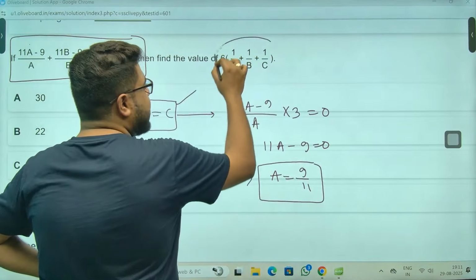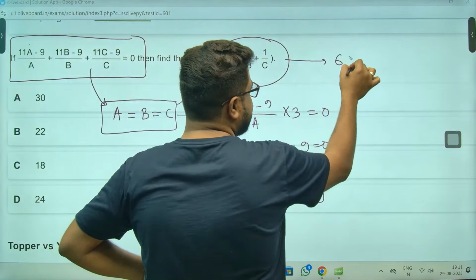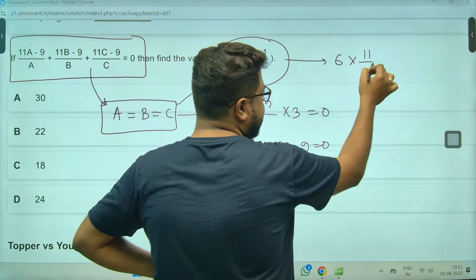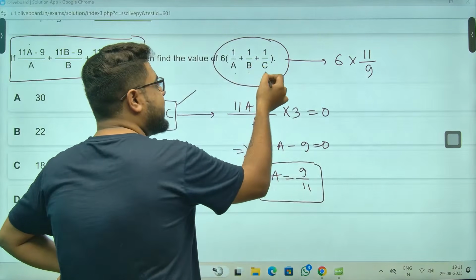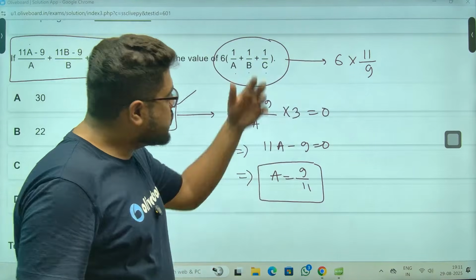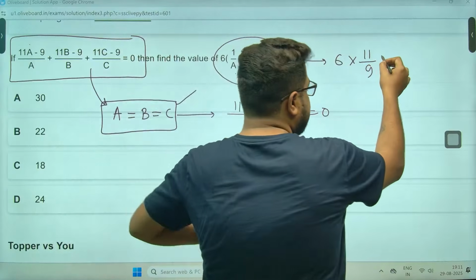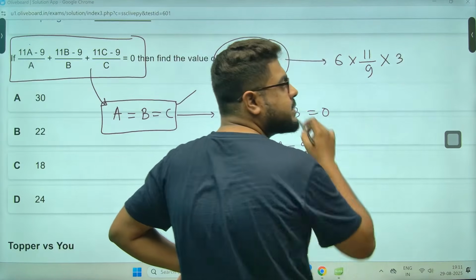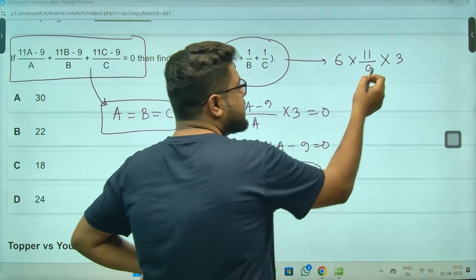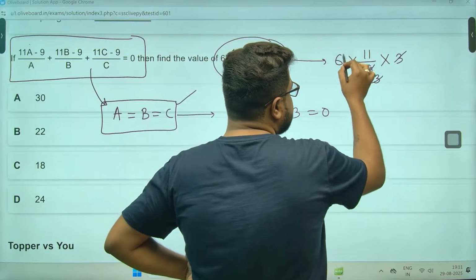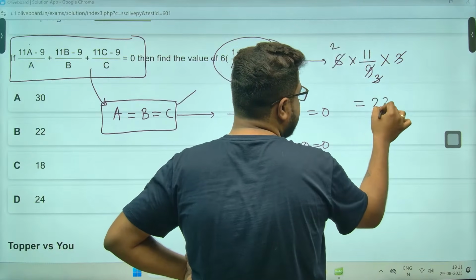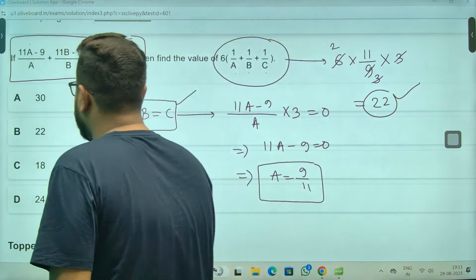Now 1 by A, this thing. So 6 times 1 by A is 11 by 9. Now A and B and C, all three are equal. So all three will be 11 by 9, into 3, sir, 3 of the same value. Calculate, sir. 3 3s, 3 2s. Answer is 22, option number B.